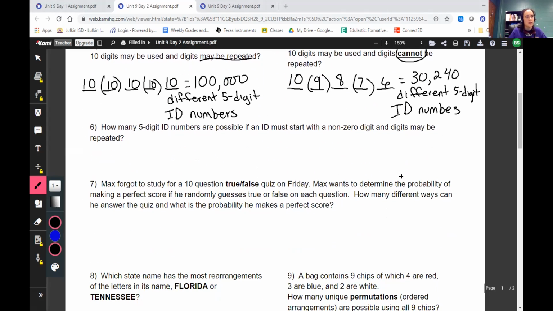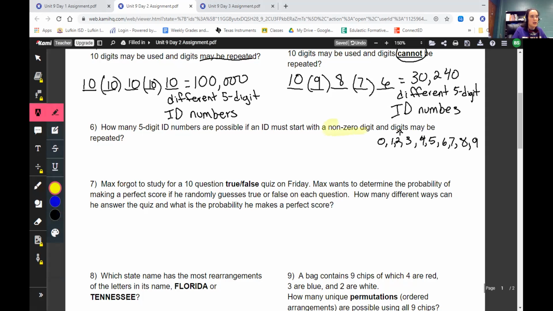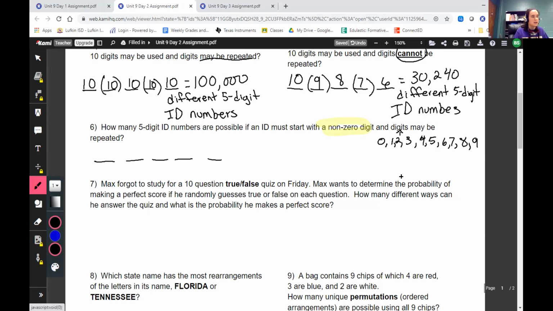The next one, how many 5-digit ID numbers are possible if an ID must start with a non-zero digit and digits may be repeated? Okay, so on this one, remember that digits mean anything from 0 through 9. So it's 0, 1, 2, 3, 4, 5, 6, 7, 8, or 9. Those are our digits. Now it says that the first one must be a non-zero digit. So we have 5 blanks. The first one has to be a non-zero digit.